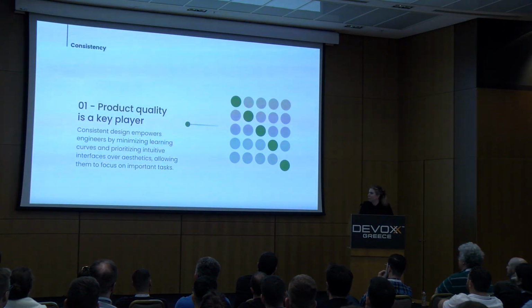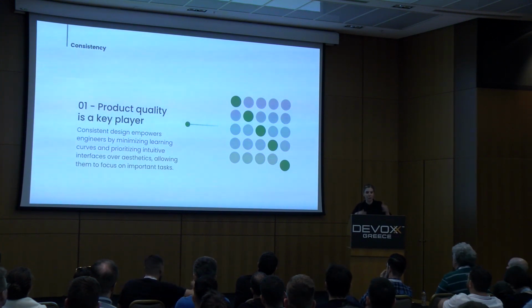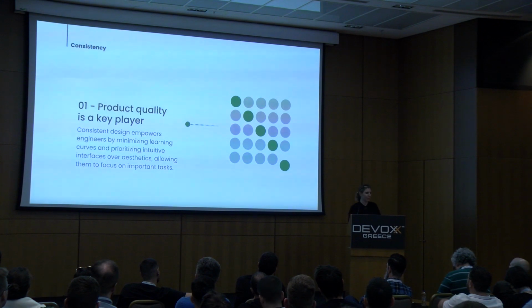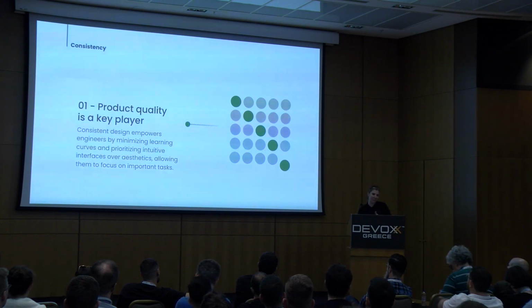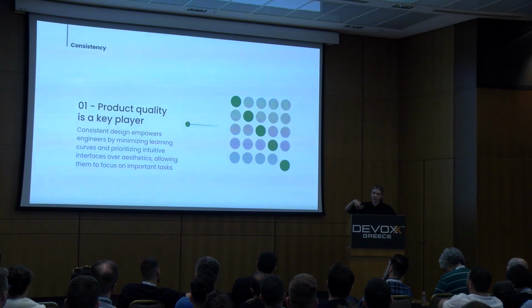Consistency first comes from product quality. Consistent design empowers engineers. Imagine for every tool, you need to learn right now a new language, and that new language has a new vocabulary and a different grammar. And all that, you need to do it during an incident. So inconsistent UIs create similar difficulty for engineers. A consistent design approach ensures a familiar experience across tools, and they minimize that learning curve.